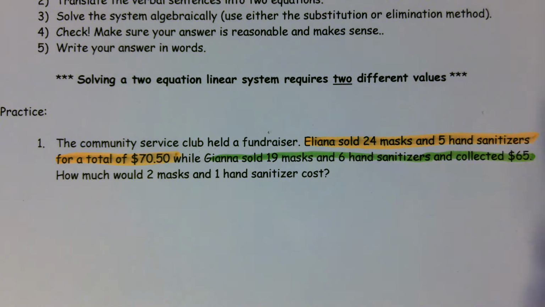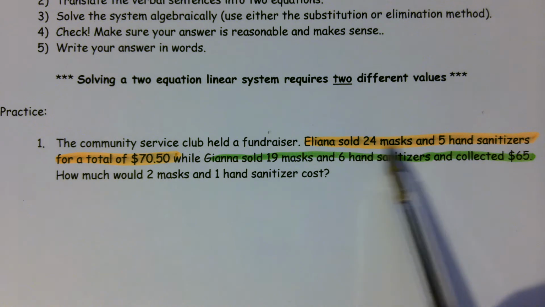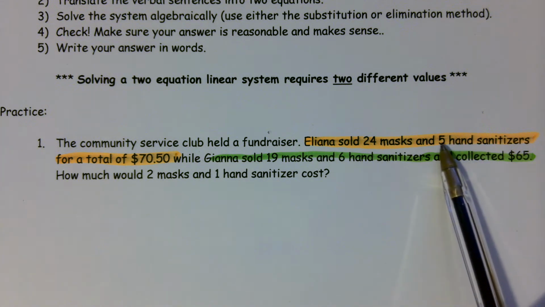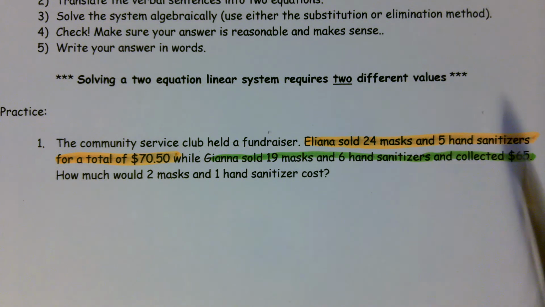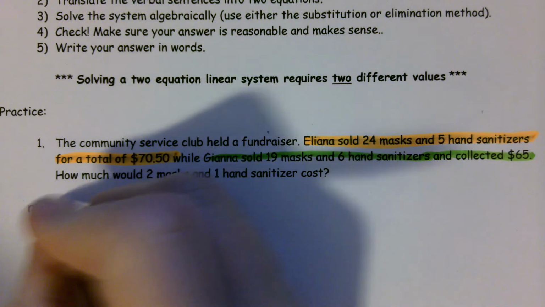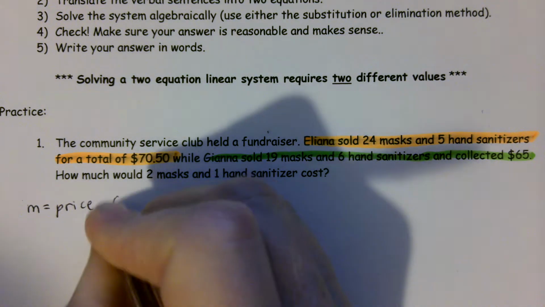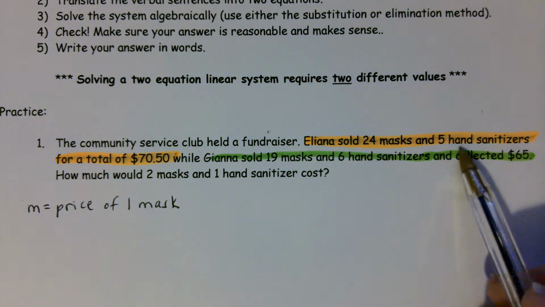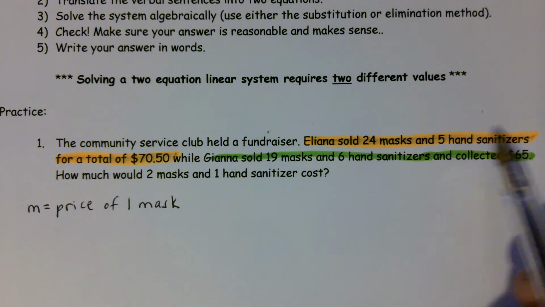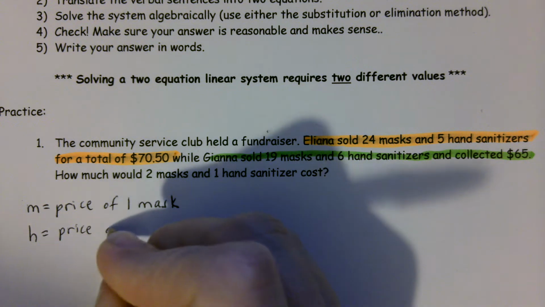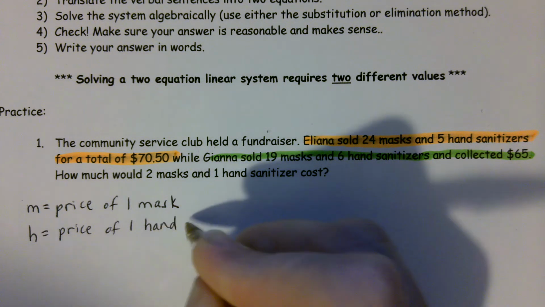So our two unknowns are the masks and the hand sanitizers. We already know how many we have. We don't know the cost of one. And we know that Eliana sold 5 hand sanitizers, but we don't know the cost of one. So I'm going to say that M equals the price of one mask. And to make it easier to remember what variable represents this, I'll say that H is going to represent the price of one hand sanitizer.